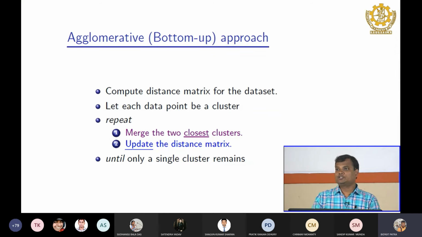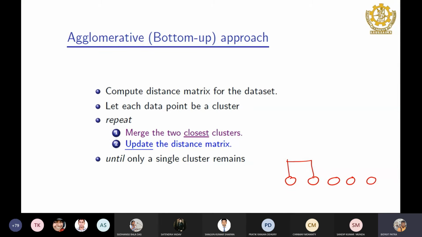This is called bottom up, because each individual point was in a cluster, and then we merge the 2 closest clusters, and then maybe we can merge the next 2 closest clusters, and then this one, and then you merge it here, and so on.